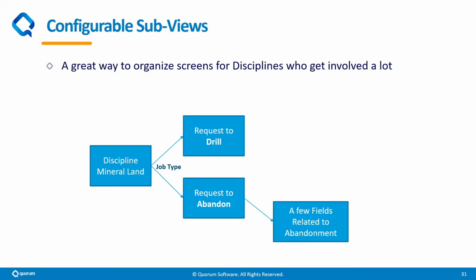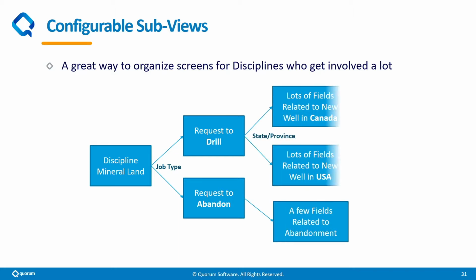Following on to the abandonment, we've got a few related fields, and making it a little bit more complicated, if it is a drilling job, we have different fields depending on the regulator of that particular state or province. So if it's in Canada, there's going to be a different set of fields related to the Canadian regulations versus if the state happens to be in the US, we'll display the US regulations. So let's take a look and see how that's set up in the software.